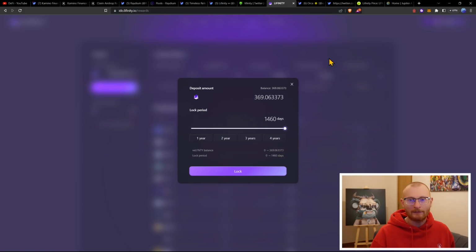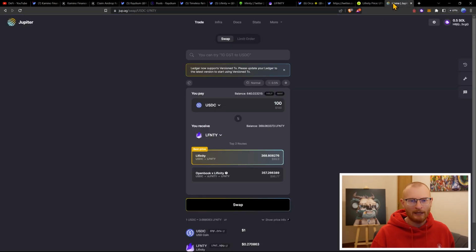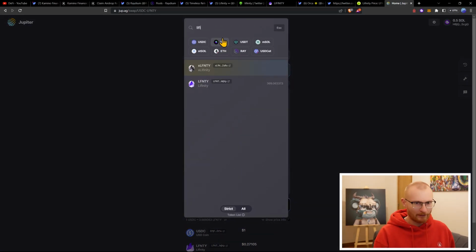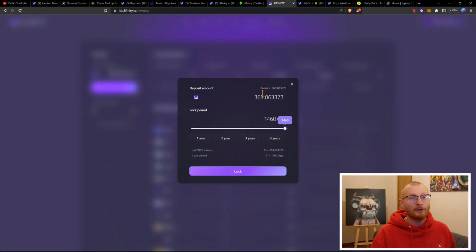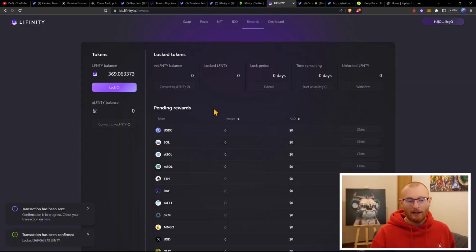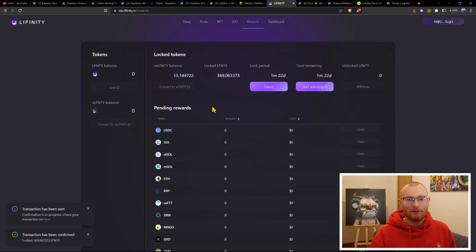Okay, so that's quite interesting, because if we come back here, if I go to Lifinity, we've got staked Xfinity. I'm going to have to deep dive on this further, but we're not going to stake it for 4 years. We'll stake it for like 52 days. See how it goes. Lock that up. Approve the transaction. And this would be a good thing to see how much we earn.